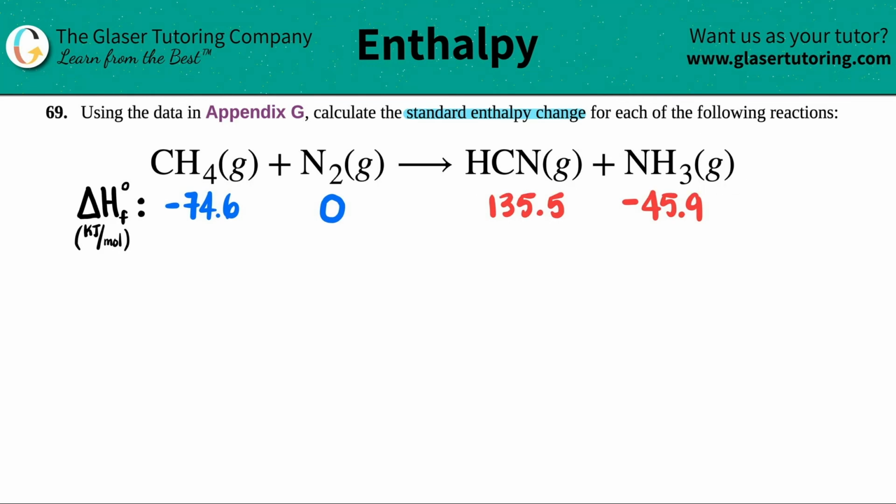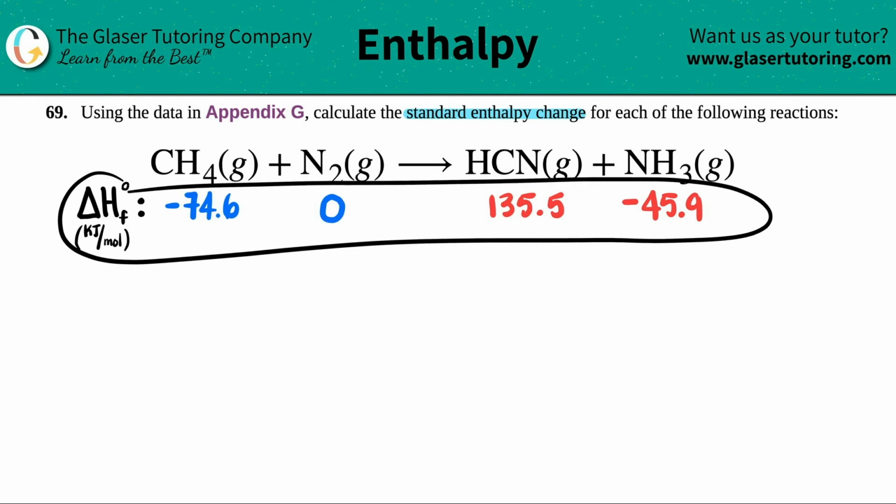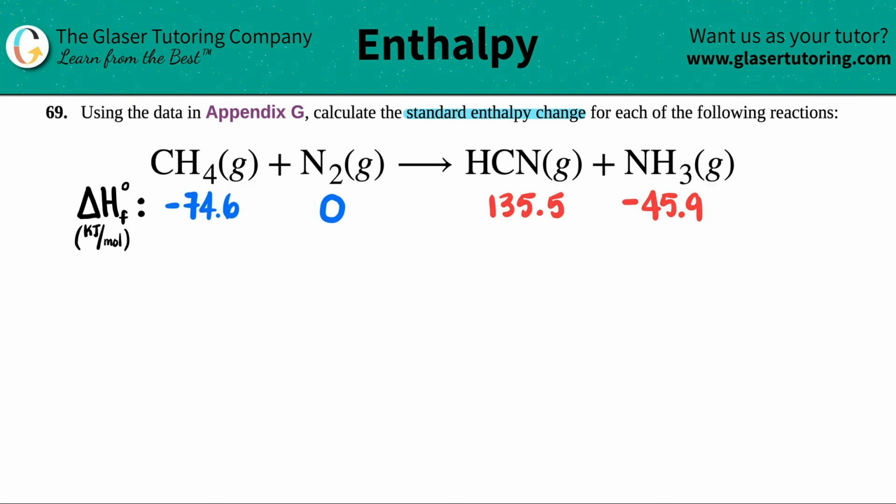Now what I did for you guys is I already went into Appendix G and wrote down the delta H values that correspond with each substance, okay? And they said enthalpy change, so I only care about the delta H. Delta H is enthalpy. If you look on Appendix G, you're going to see 3 columns. You only have to worry about the delta H values.